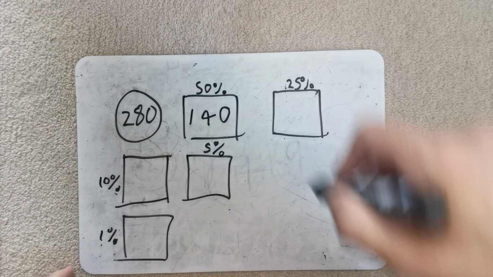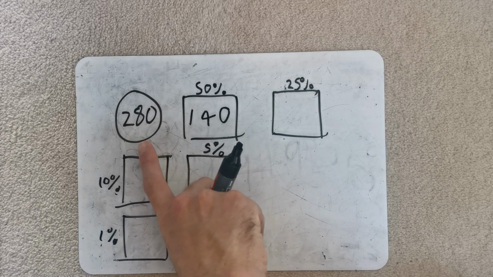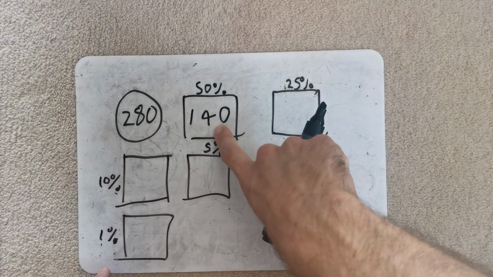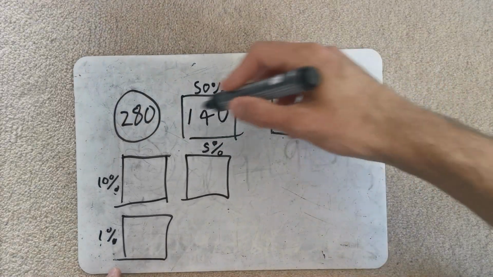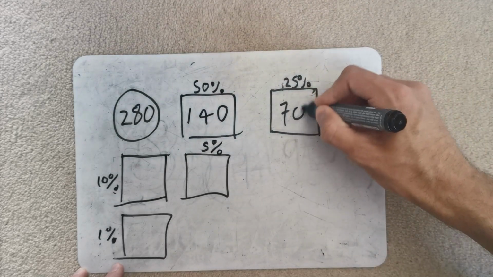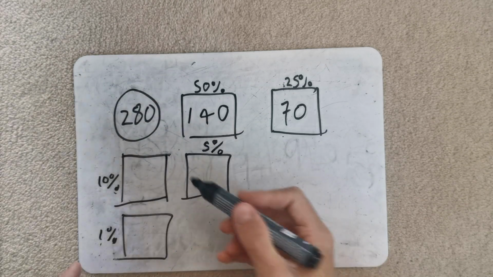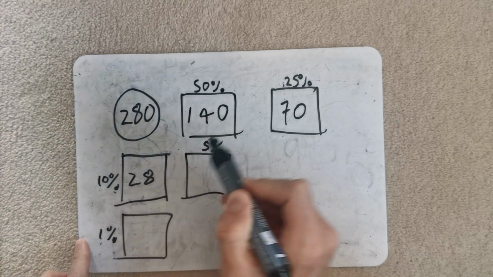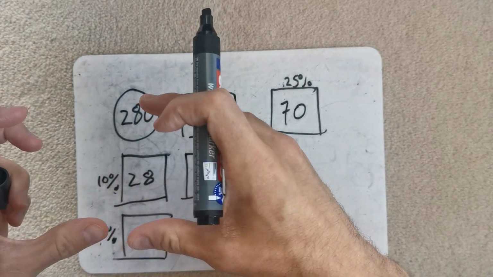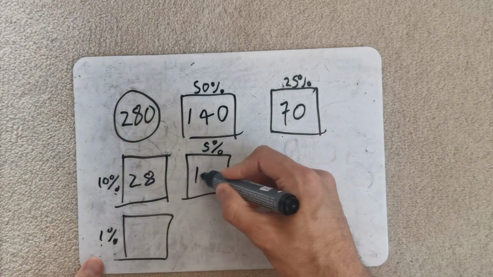So it's 140. Half it again to get 25%. The way to get 25% is half it and half it again. Half of 140: half of 100 is 50, half of 40 is 20. Add them together, you get 70. For 10%, divided by 10 once, you get 28, because you're moving it a whole decimal place across. Half it to get 5%, you get 14.